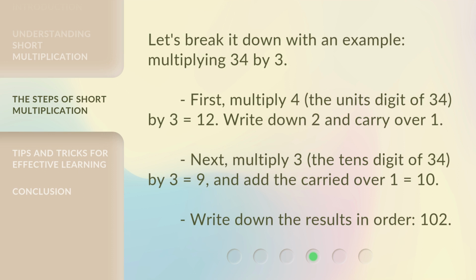Let's break it down with an example. Multiplying 34 by 3. First, multiply 4, the units digit of 34, by 3 equals 12. Write down 2 and carry over 1. Next, multiply 3, the tens digit of 34, by 3 equals 9, and add the carried over 1 equals 10. Write down the results in order: 102.